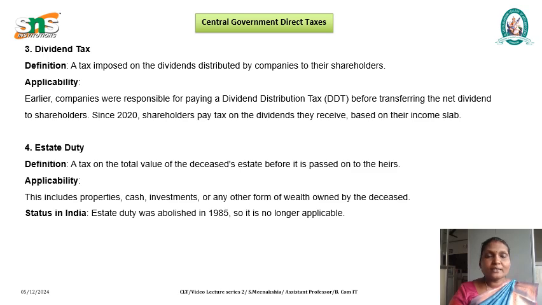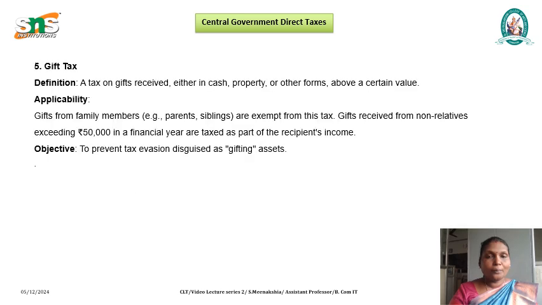Dividend tax is the third central government direct tax, a tax imposed on the dividends distributed by the companies to the shareholders. Estate duty, a tax on the total value of the deceased's estate before it is passed on to the heirs, is called estate duty. Estate duty was abolished in 1985, so it is also no longer applicable.